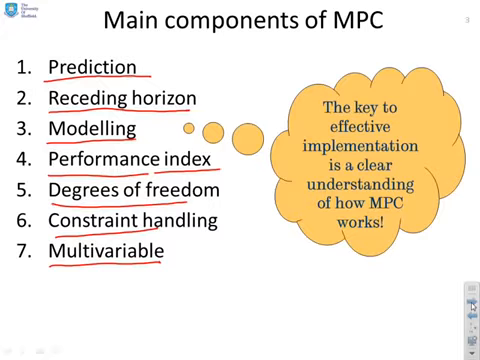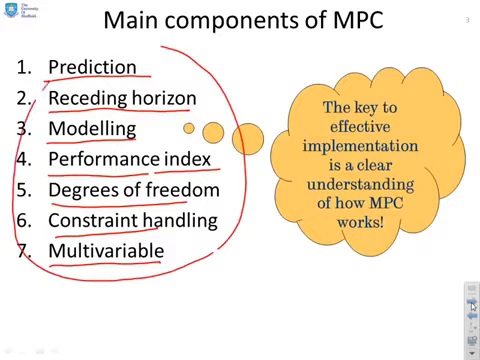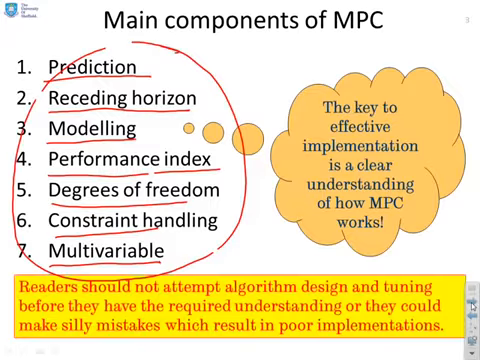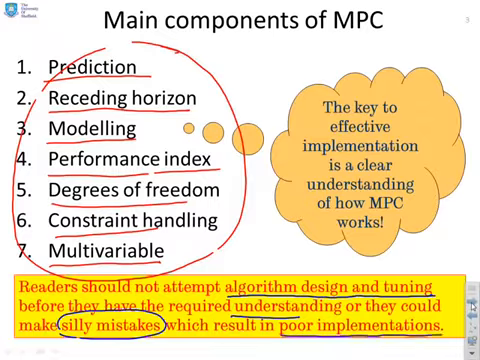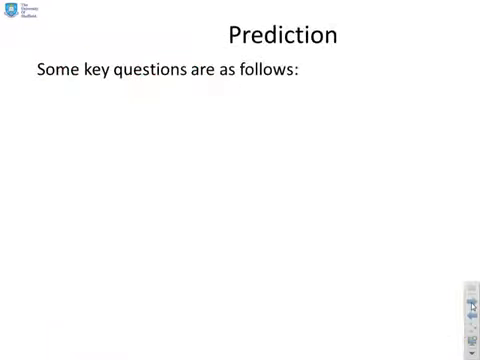So here's the key point. The key to effective implementation of a predictive control law is a clear understanding of how MPC works, and that means a clear understanding of all of these components and how you should approach them. And what I would say is readers should not attempt a predictive control algorithm design or tuning before they properly understand all these components and how they're working, because otherwise they will make silly mistakes, and the literature is full of silly mistakes, or they could end up with a rather poor implementation.